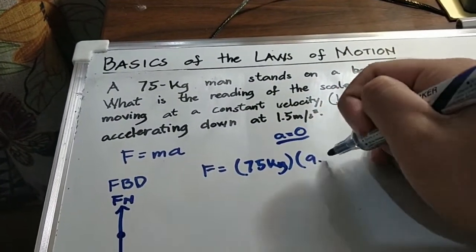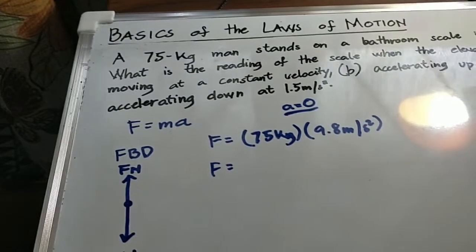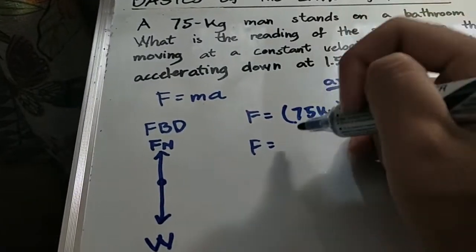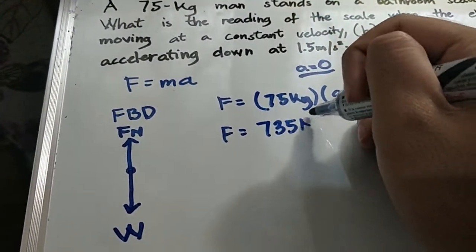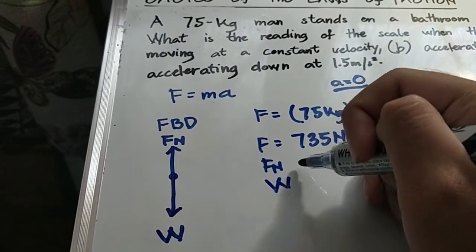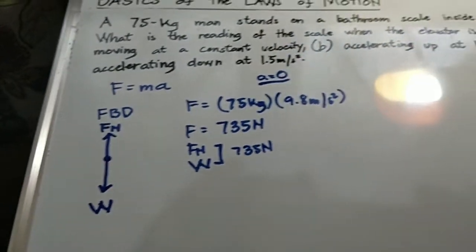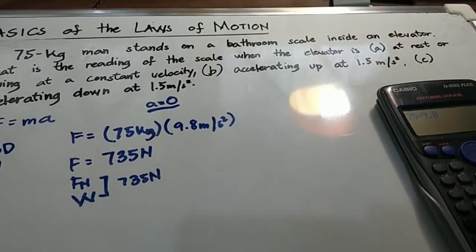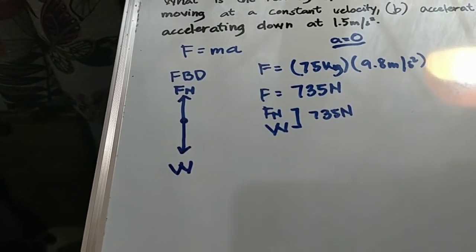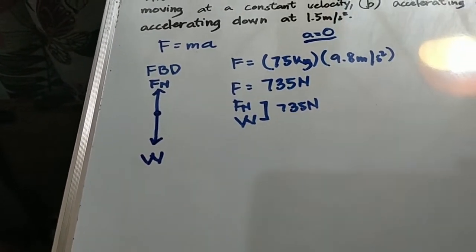So, 9.8 meters per second squared. So, ang F mo is equal to 75 times 9.8, 735 newtons. Ito ngayon ang value ng Fn mo and weight. Bakit equal lang sila? Since nag-state na siya ay at rest or moving at a constant velocity, kung ano yung in-apply mong weight pababa, yun din yung ipupush sa'yo pabalik nung paanan nung elevator or nung bathroom scale.